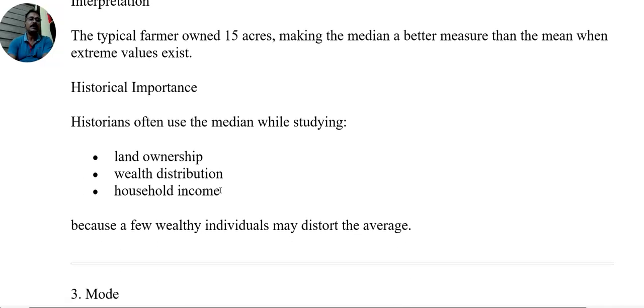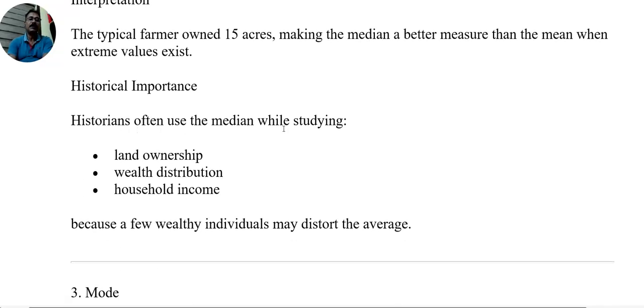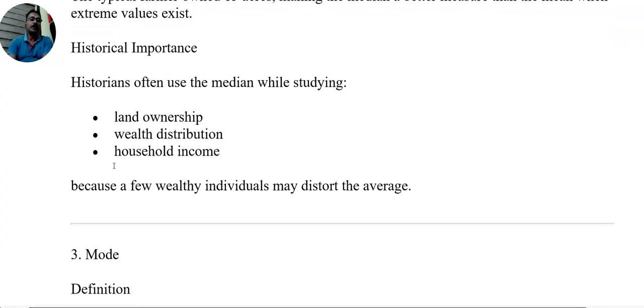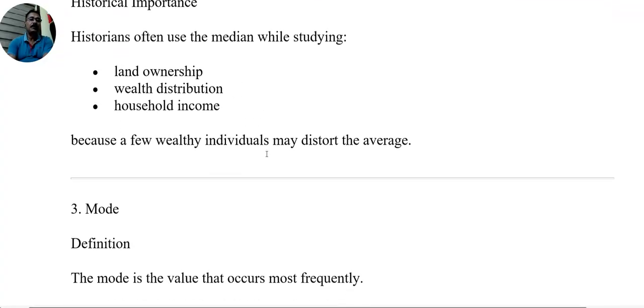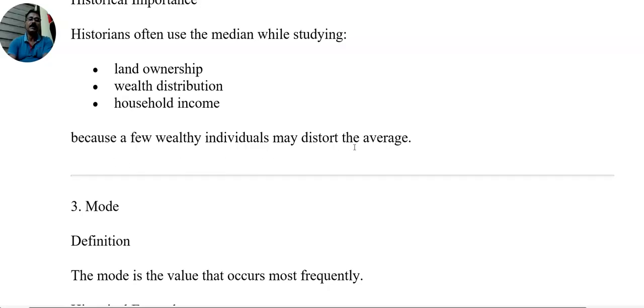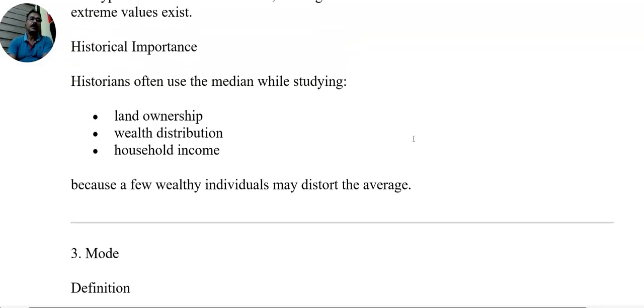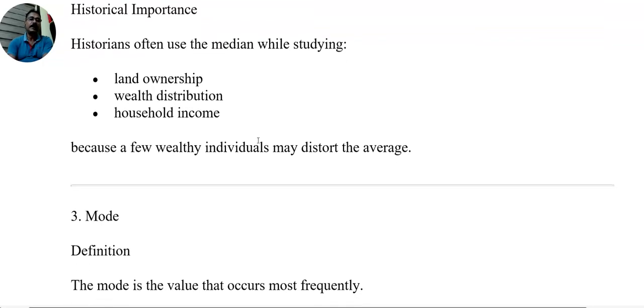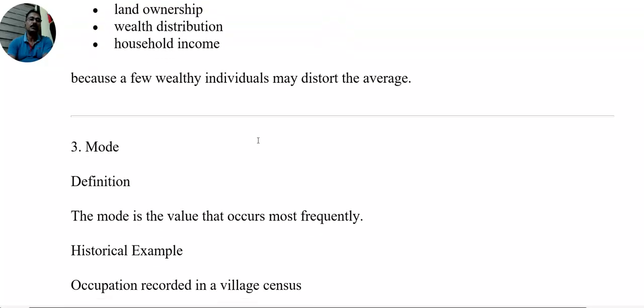Okay, historical importance. Historians often use the median while studying land ownership, wealth distribution, and household income, because a few wealthy individuals may distort the average. Okay, it is clear. That is why the median is the appropriate measure for such kinds of analysis: land ownership pattern, wealth distribution, household income.